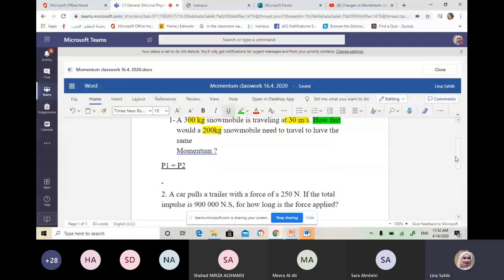Yeah, start. But only 2 minutes because I need to talk about the second one. Can you write the formula? I forget it. Mass multiply by V. Mass multiply by V. Write it for the first equation one and for the second equation two. Repeat it.